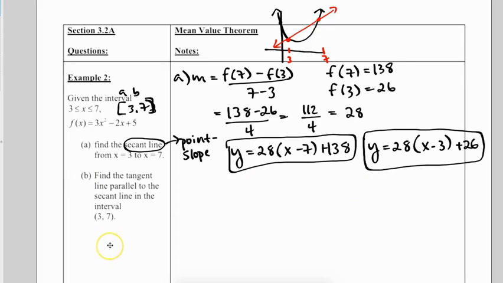For B, we're going to find the tangent line parallel to the secant line in the open interval 3, 7. So what does that mean? We're going to find a line that is parallel to this, and that is touching or tangent to a point on this. So really what this is saying is, hey, find the value of c that satisfies the mean value theorem.